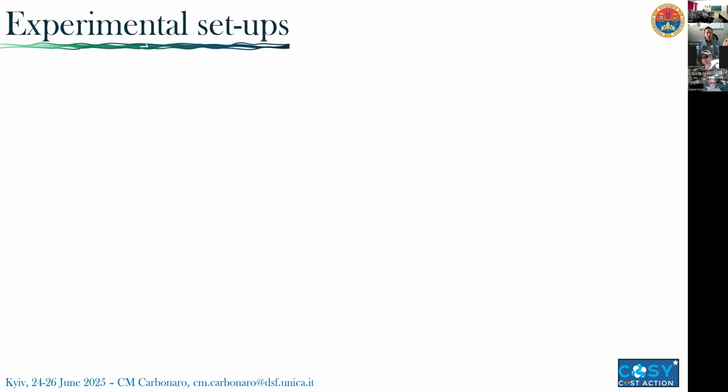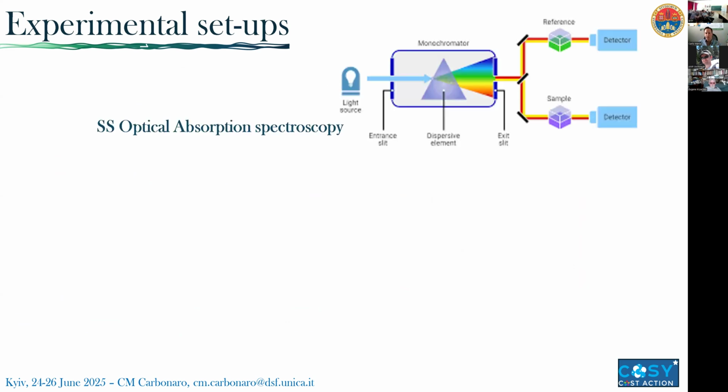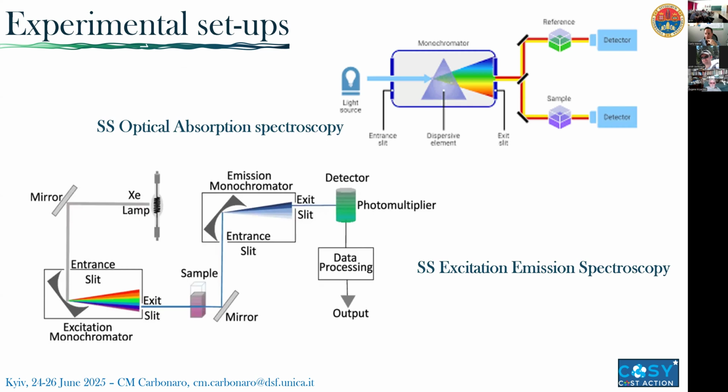Okay, so which experimental setups do we usually use? We can use steady-state optical absorption spectroscopy with a double beam system, or an excitation-emission spectroscopy system in order to get both the map of the excitation and the emission properties of our system. And these are steady-state characterizations.